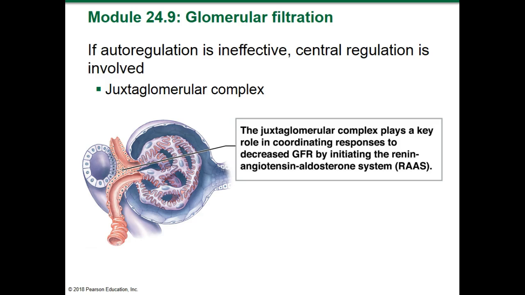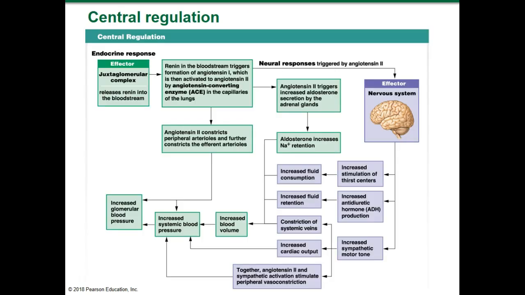So if autoregulation doesn't work, then central regulation kicks in. The juxtaglomerular complex kicks in, and it initiates the renin-angiotensin-aldosterone system, or the RAS system. We mentioned it once before in the endocrine system, though we didn't get into a lot of detail on it, and it gets pretty complex. So if we don't increase the pressure coming in to get the fluid across into the tubules, and we still need to increase that pressure, that other thing didn't work. Now the juxtaglomerular complex is going to release renin into the bloodstream.